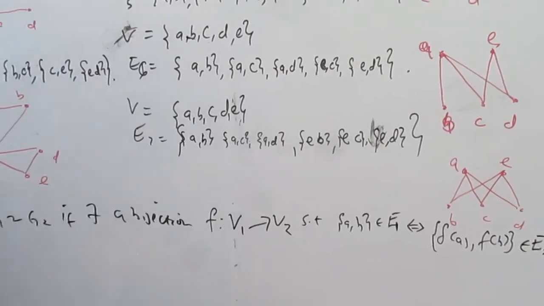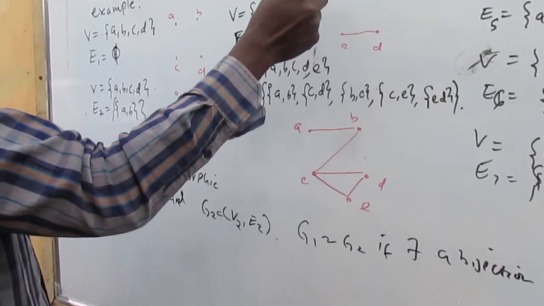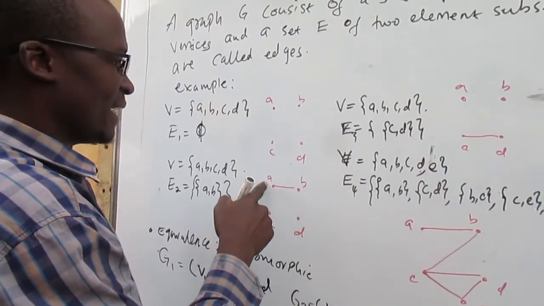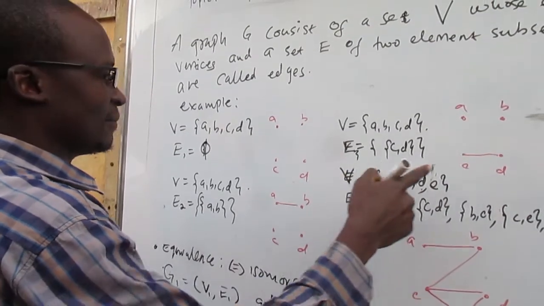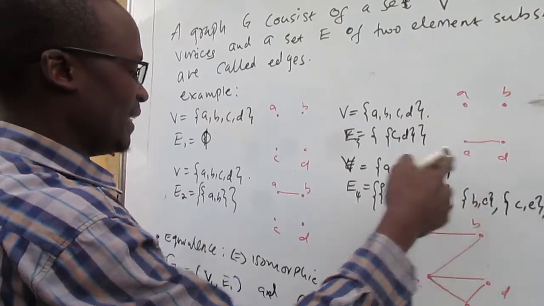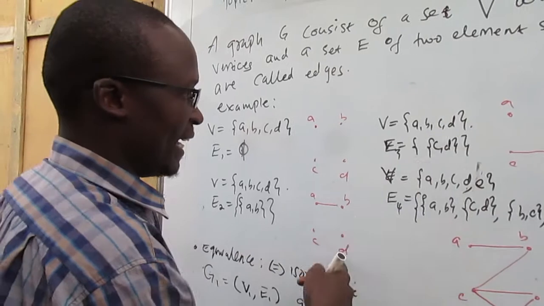So for example, these two graphs will be considered the same, and the isomorphism will simply take A to C, B to D, and then probably take C to A and D to B.